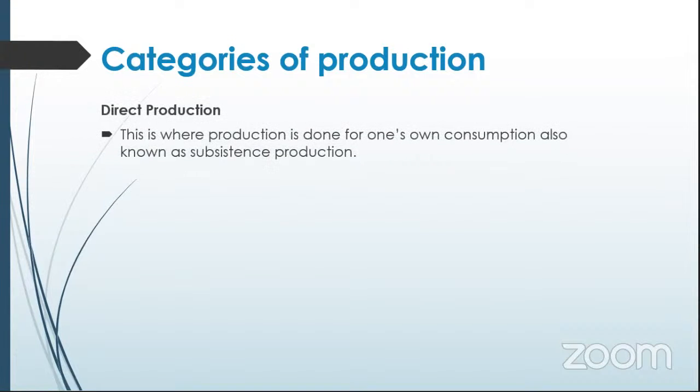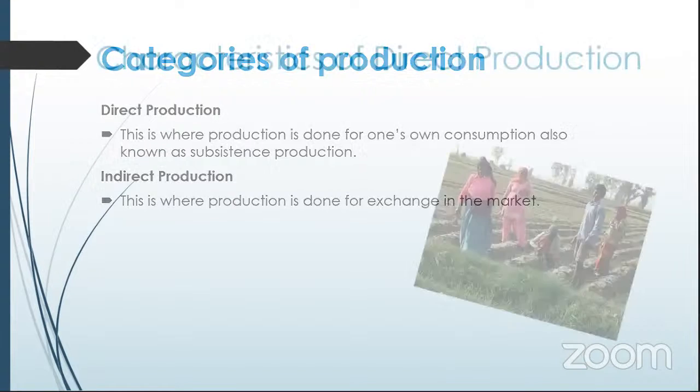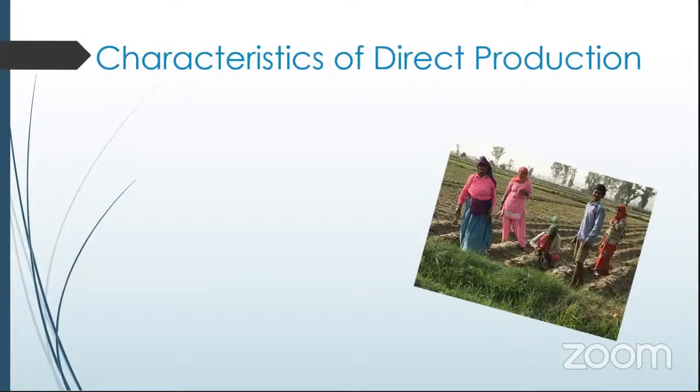There is direct production, which is where production is done for the producer's own consumption. So whoever is carrying out the process is producing for themselves and not for exchange in the market. Then indirect production is where one produces for exchange in the market, whereby you produce the goods and then sell them in the market. So I'm going to start with direct production.